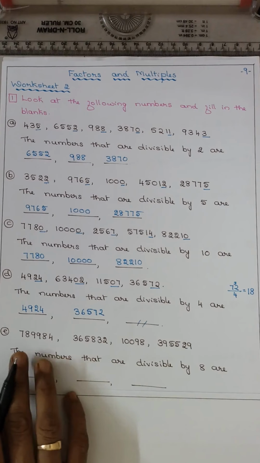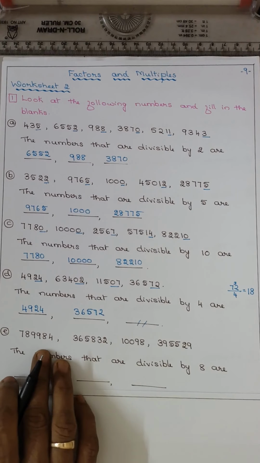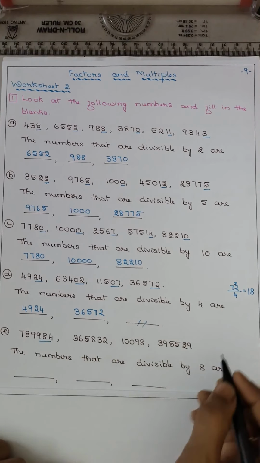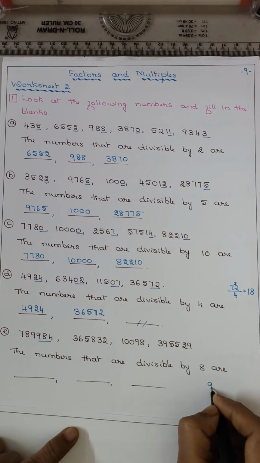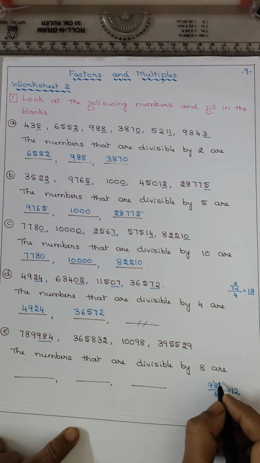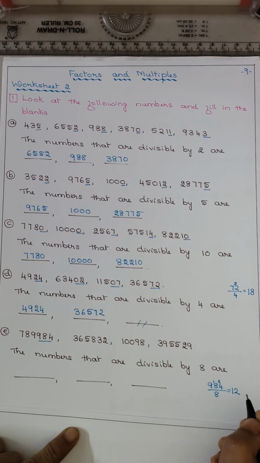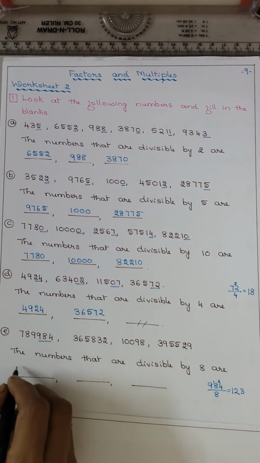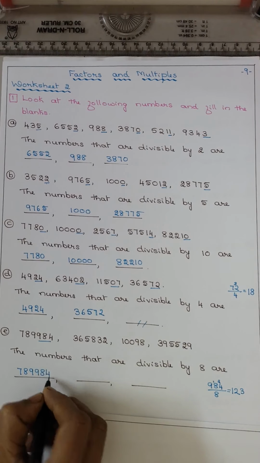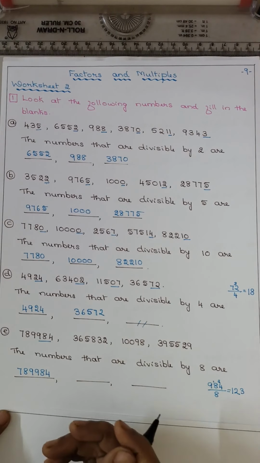Now question number E. For 8 we have to see the last 3 digits. 984 upon 8. 8 ones are 8. 1 remains. 8 twos are 16. 17, 18. 2 remains. 8 threes are 24. Yes. So the first number 789984 is divisible by 8.